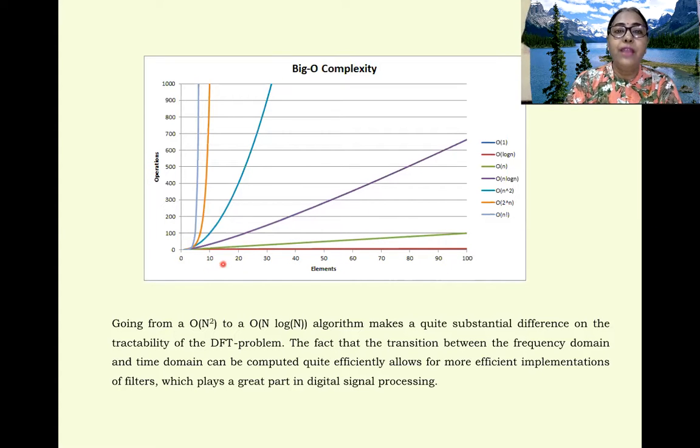At 30 elements, the corresponding operations for n log n are approximately 150, not exactly. Whereas for n squared, it is more than thousands of operations. So it is quite clear that the FFT is faster than the DFT.